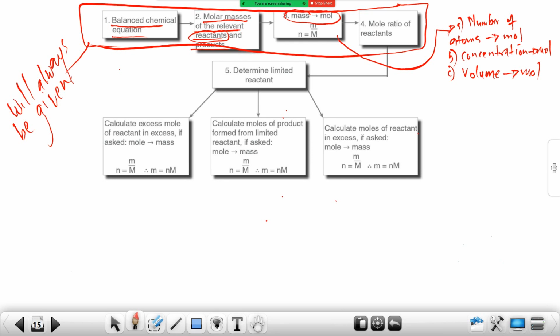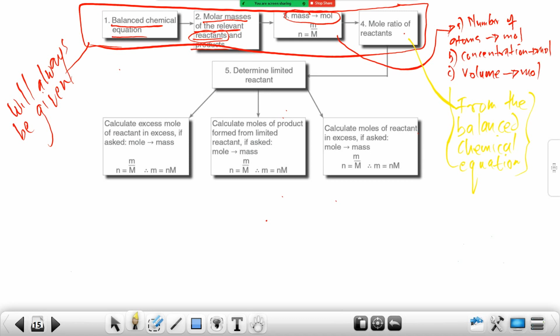The volume is now 25 at STP. The molar volume is 22,4 dm cubed, you get the number of moles. The molar ratio, where do you get it? You get the molar ratio from the balanced chemical equation. Simple. So all this information is given.